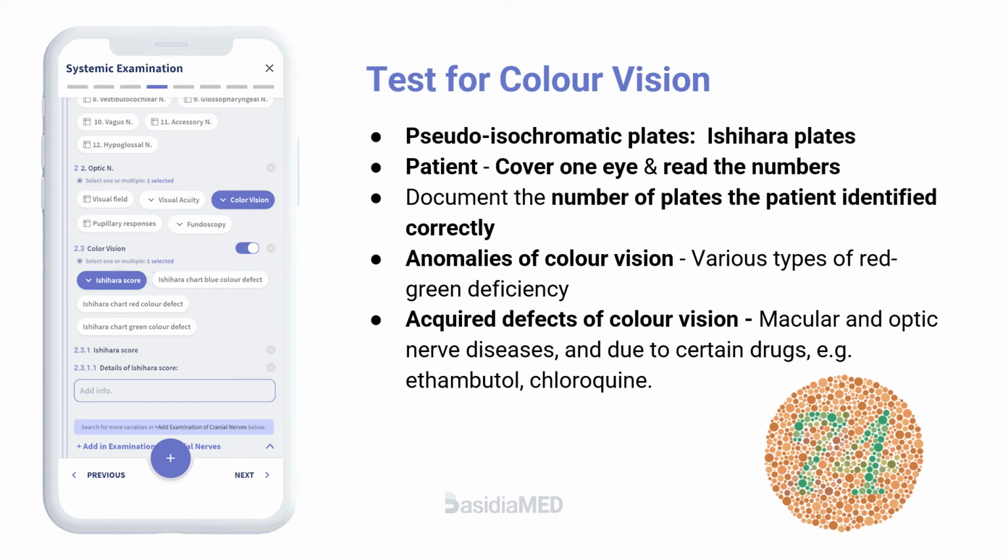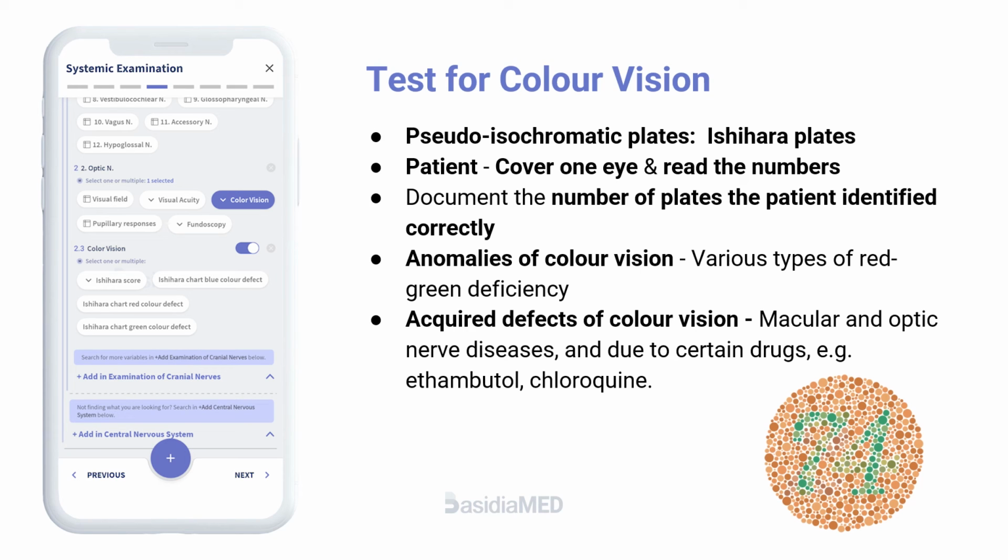Ask the patient to cover one of their eyes and read the numbers on the Ishihara plates. The first page, or the test plate, assesses contrast sensitivity. Once the test is complete, you should document the number of plates the patient identified correctly, including the test plate, for example 13/13. The most common anomalies of color vision are the various types of red-green deficiency.